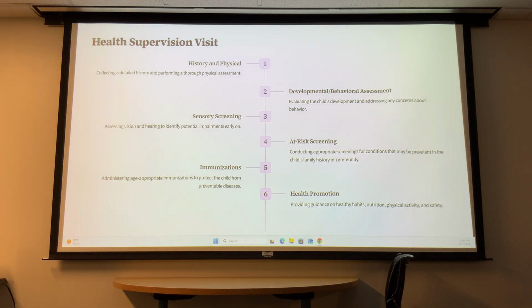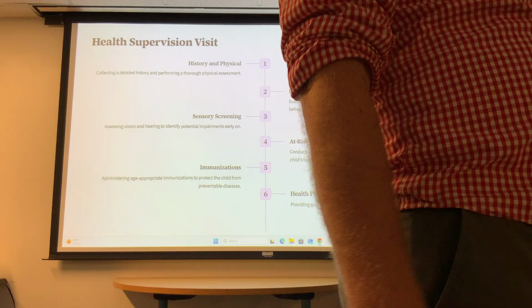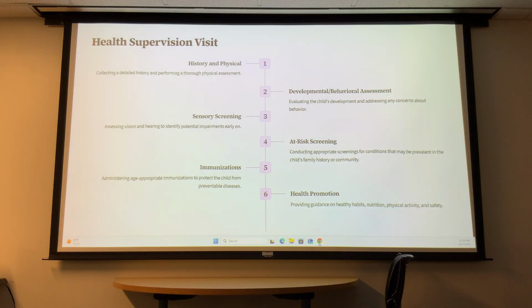We're going to do some sensory screening, so we're going to assess their hearing and their vision, right? Obviously in our little kiddos, it's a little bit harder because they can't tell us what they're hearing and seeing, but when they get older, we're going to have them look at the Snellen chart. Looking at that vision chart and seeing what their vision is. If they have issues with their vision, we might also see that they have issues where?